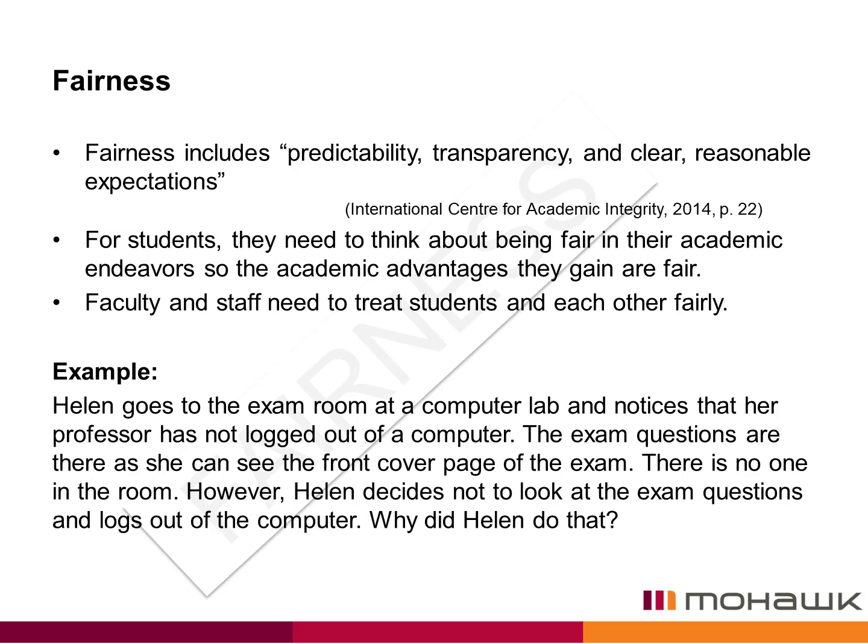Next value of academic integrity is fairness. Fairness includes predictability, transparency, and clear, reasonable expectations. For students, they need to think about being fair in their academic endeavors so the academic advantages they gain are fair. Faculty and staff need to treat the students and each other fairly.